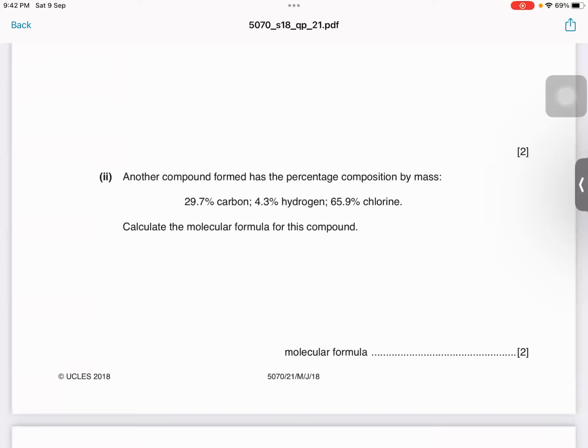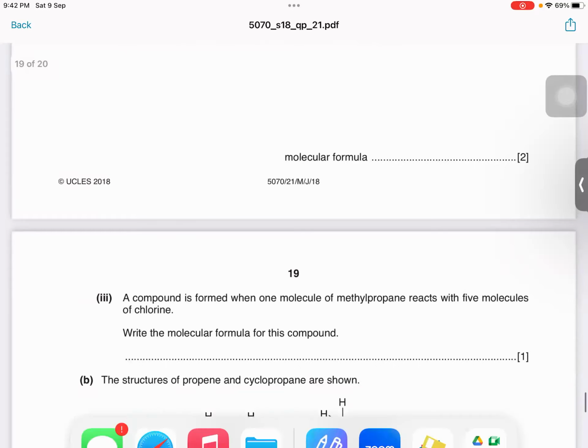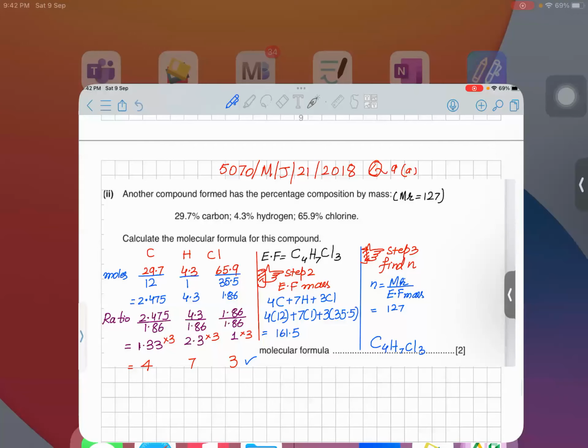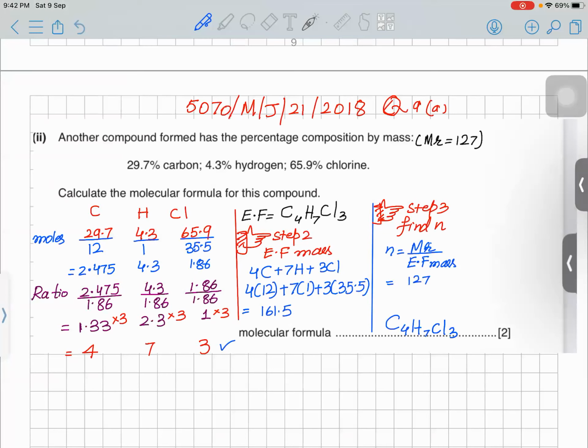Now, it is very difficult to find the molecular formula, right? Because the molecular mass is not given. So actually, the examiner tells us to find the empirical formula. Empirical formula, right? Yes, sir. The question should be: empirical formula.